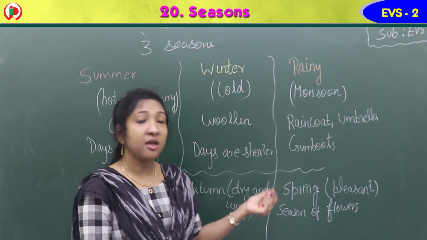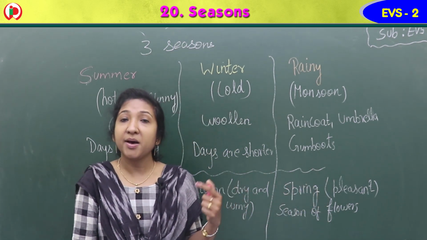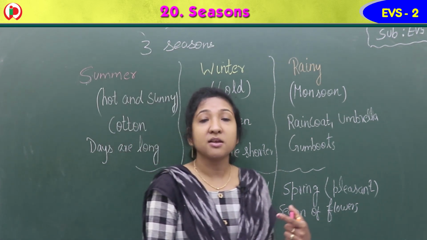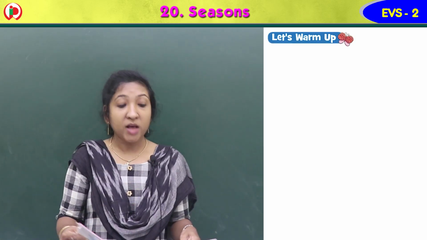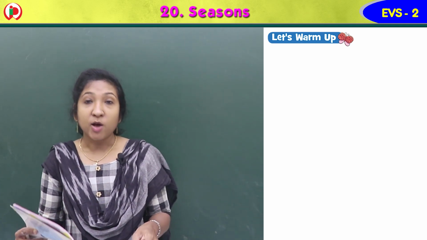Okay, so these are the main seasons. In India, we have 3 seasons: summer, winter and rainy. And the other 2 seasons are autumn and spring. Okay, children? Now coming to our warm-up exercise. Starting, there was an exercise in the course book. Let's warm up. Now we'll see that.